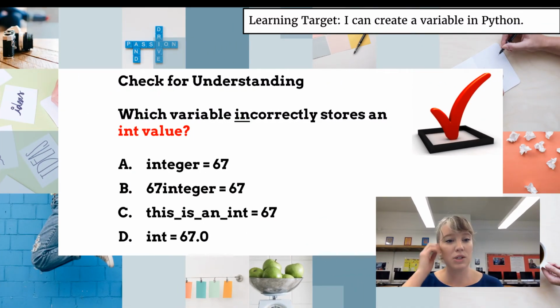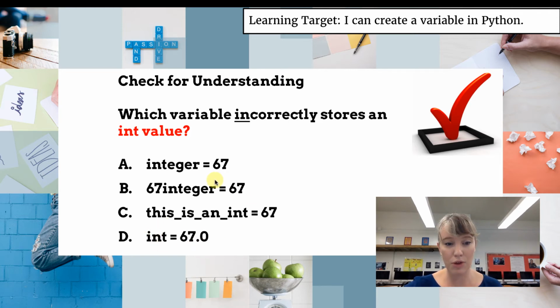Okay, which variable incorrectly stores an int value? All right, so let's look at the first one, and you'll notice here that there's actually more than one here. Okay, so integer equals 67, perfectly fine. I have a name that's acceptable, I have an equal to symbol, and I have an integer. B is not fine because we start with a number, though the right-hand side is fine. C is okay because it's letters, numbers, underscores, and it has an int value on the right side. And D is not okay because although it's okay for a variable, it's a float, it's not an int.